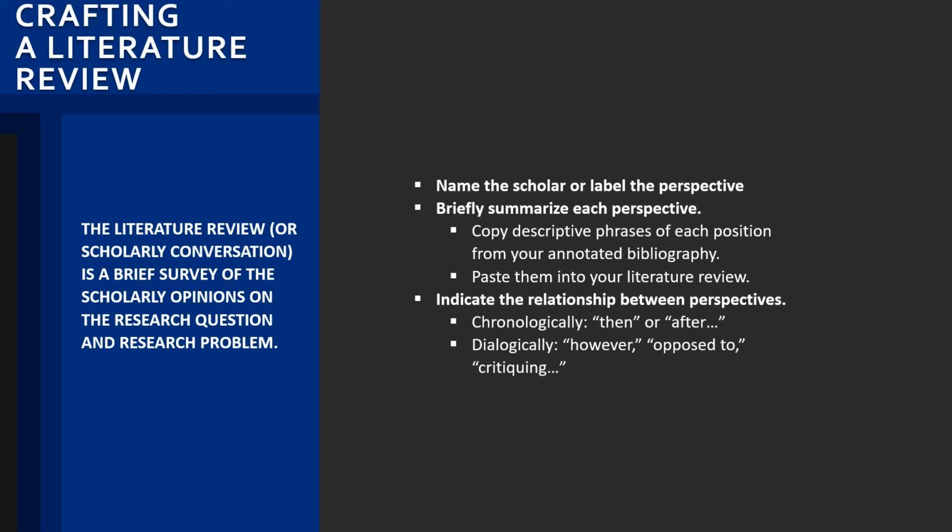Since the literature review or scholarly conversation is a brief survey of the scholarly opinions on the research question and research problem, you should already have a good idea of how to describe the different perspectives based on your research and your annotated bibliography. Start by naming the scholar or labeling the perspective. Then briefly summarize each perspective in a phrase, clause, or at most a few sentences. At this point, you should be able to copy phrases from your annotated bibliography and paste them into your literature review. Lastly, indicate the relationship between perspectives, showing a chronological relationship or a dialogical relationship between perspectives.